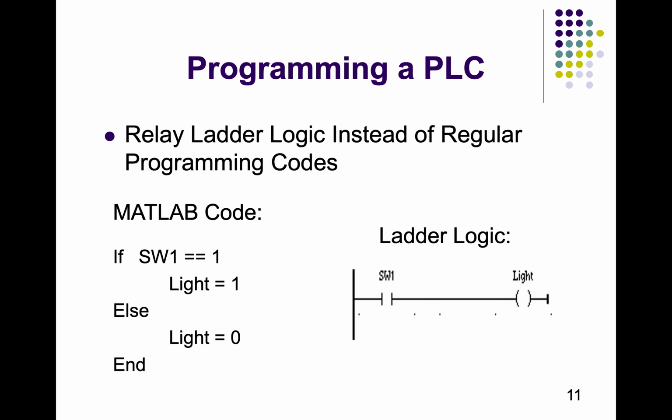Then programming a PLC. The program code we are writing for a PLC is somewhat similar to an if else statement in MATLAB or Python. Earlier we considered a switch connected to the contact and a light connected to the coil. In this case, it is similar to an if else loop in MATLAB as shown, because when our switch is on, we are going to turn on the light, or else we are going to turn off the light.